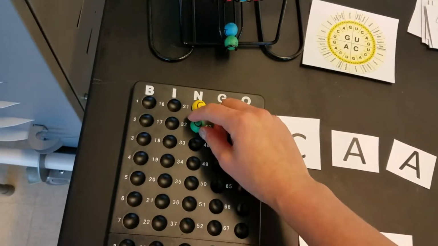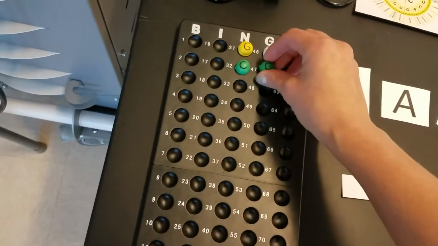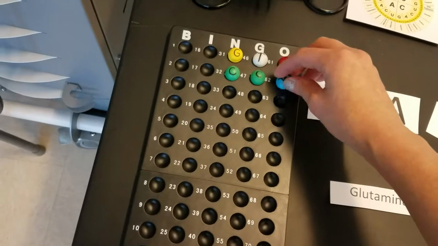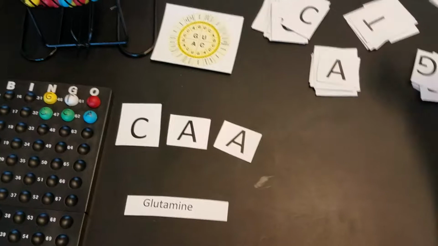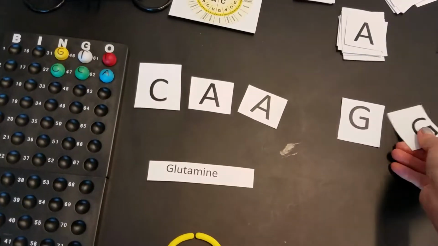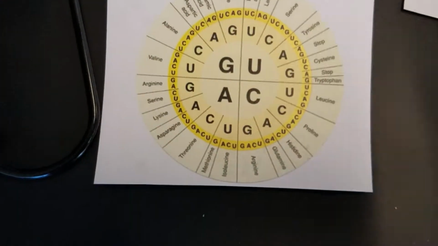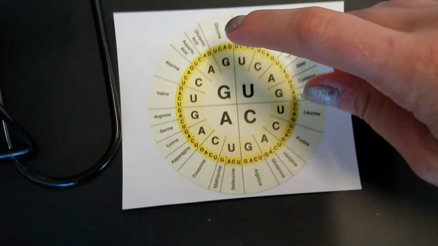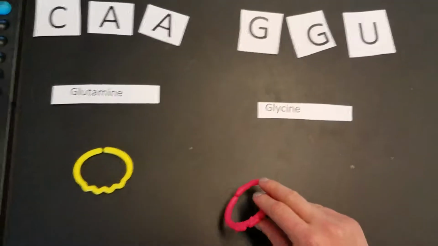So the next codon in the DNA sequence is CCA. So let's find out what the mRNA sequence would be. GGU. So let's look on our wheel and see what that would be. GGU is glycine. So let's look over here, and I see a glycine floating around in the cytoplasm. So there's our next one. And now we have 2 amino acids.